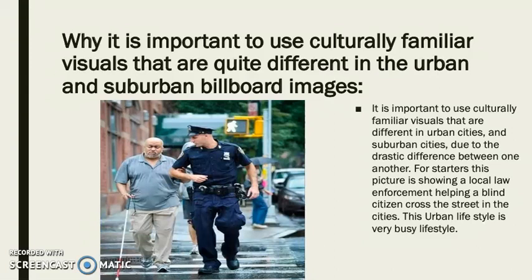So for starters, you see in this picture a local law enforcement officer helping a blind citizen cross the street in the cities. So the urban lifestyle is a very busy lifestyle. There is a lot to do around you and it is very populated. So individuals in the urban areas have a large amount of people living close together and all around them. So the law enforcement in the urban areas typically don't see the same people every day.